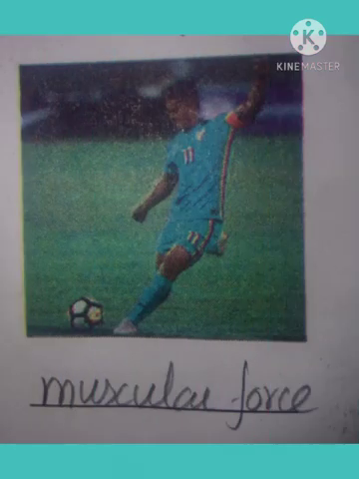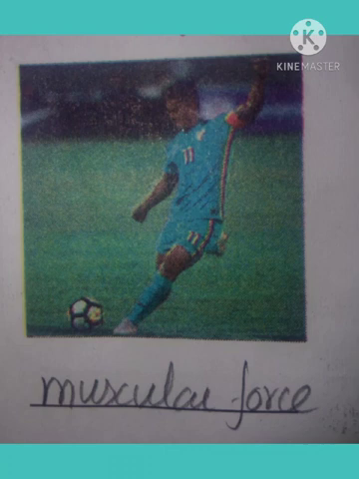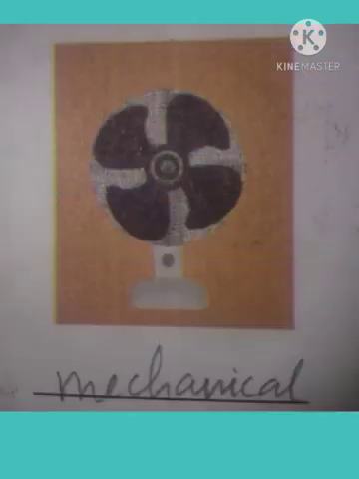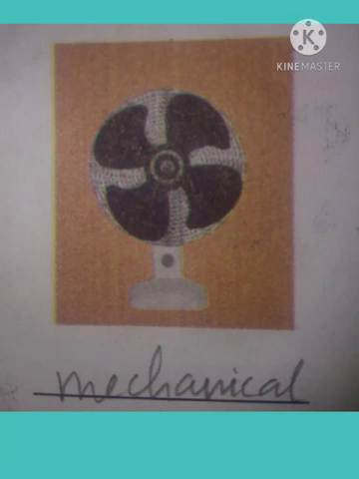Let's see the first picture. Here the boy kicks the ball with his leg. Here force is applied by using the parts of his body. It is called muscular force. This is an example of muscular force. This is a fan. It is a machine. Here the force is applied by the machine. This is called mechanical force.